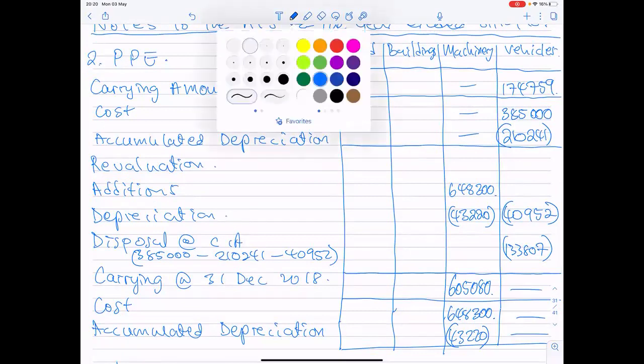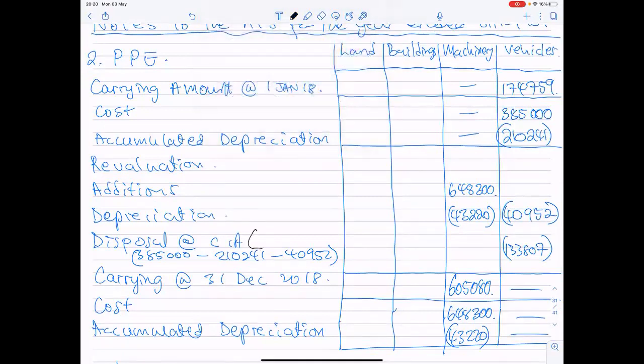Alternatively, you can show it by using the carrying amount that we have here of 174,759 minus the depreciation in the current year of 49,552. So either way. If you're using the cost, take every depreciation that is there. If you're using the carrying amount, just use the carrying amount at the beginning of the year minus the depreciation that has been charged in the current year. Questions, additions, or subtractions?